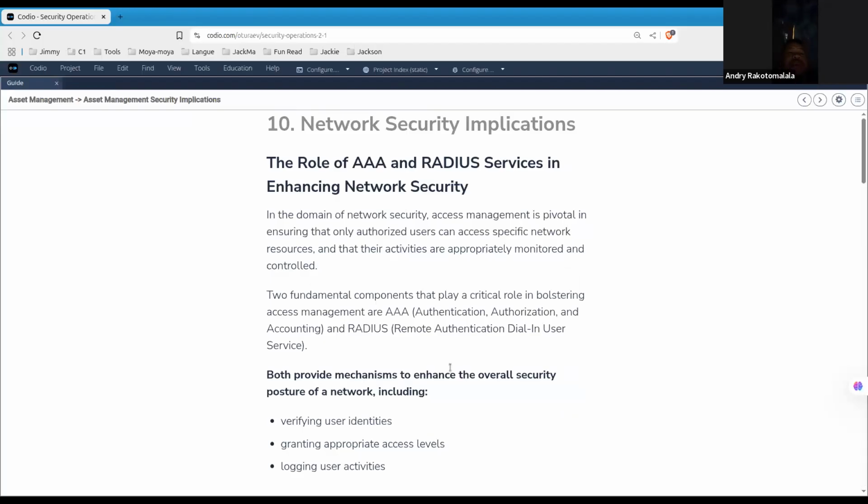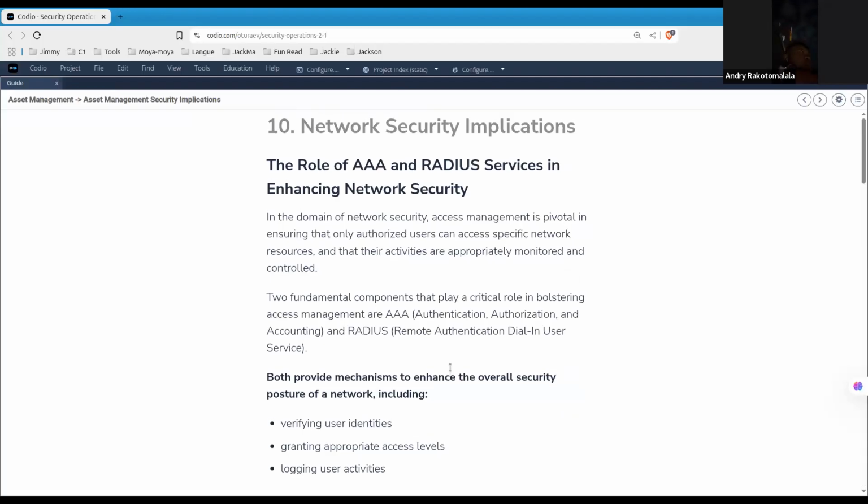So network security implications. Now, what exactly does network security implications mean? Well, in short, it's regarding overall security of your network and how exactly to protect it. Well, we already talked about the AAA, so that is authentication, authorization, and accounting. Something we didn't talk about more is called Radius servers. So Radius stands for Remote Authentication Dial-in User Service.